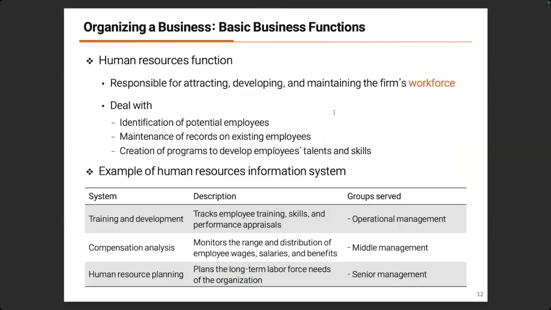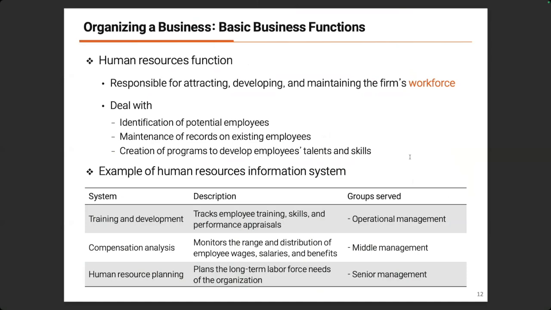Okay, and the last one is human resource function. This function is responsible for attracting, developing, and maintaining the firm's workforce. So it deals with identification of potential employees, maintenance of records on existing employees, and creation of programs to develop employees' talents and skills. For example, operational management uses the training and development system. They use information systems to track employee training, skills, and performance appraisals.